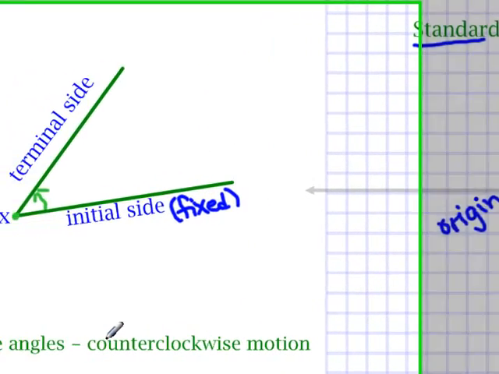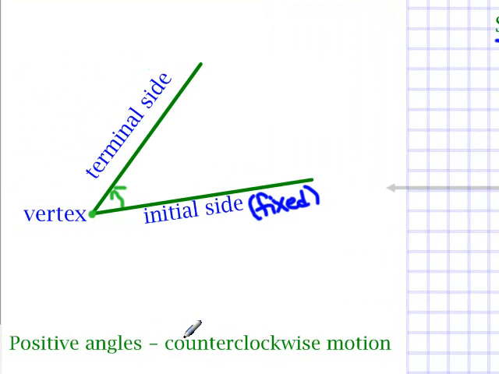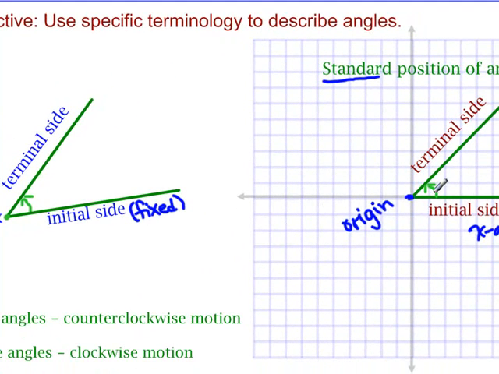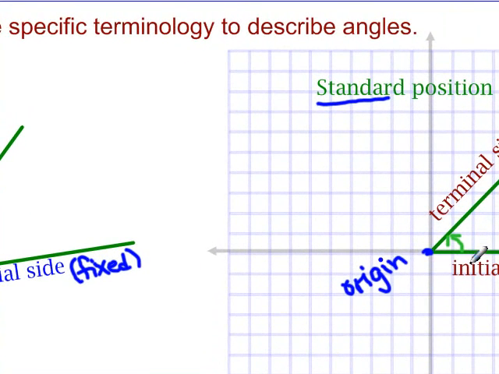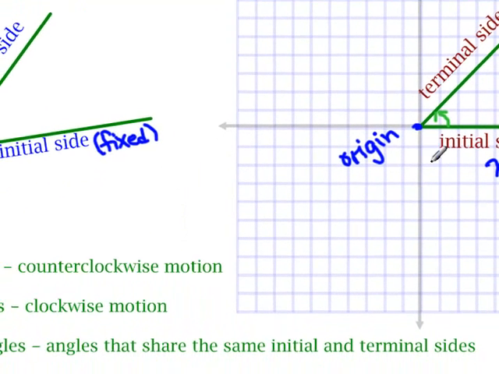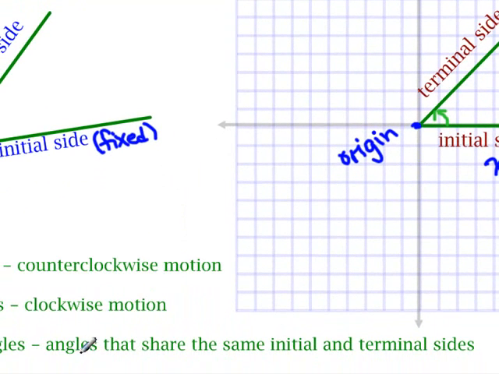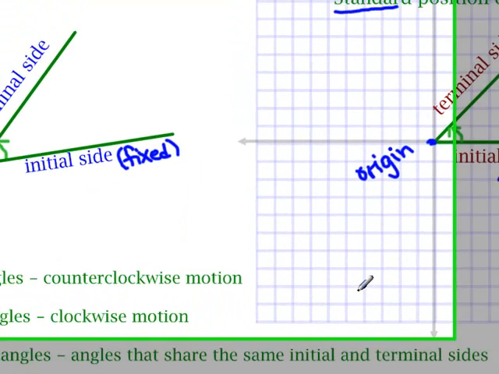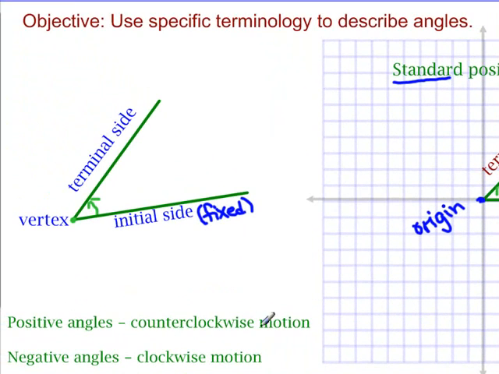Now we can measure or really draw angles in two ways. We can move them in a counterclockwise motion, which is actually the standard way we do that. And when we move them in a counterclockwise motion, we have a positive angle. If we move them in a clockwise direction, that is a way to describe a negative angle. Coterminal angles are angles that share the same initial and terminal sides, and I'll show you how you can have angles that are coterminal.